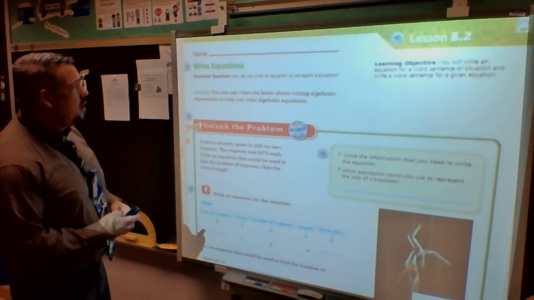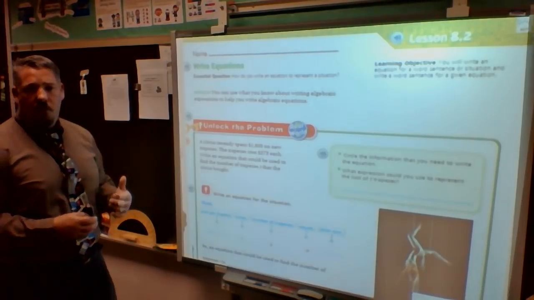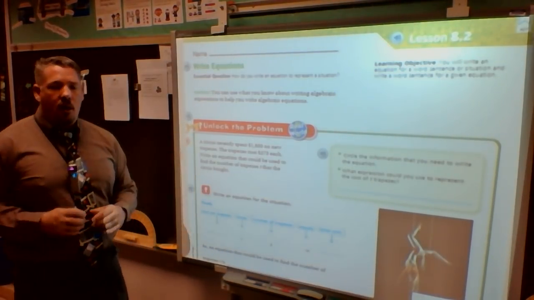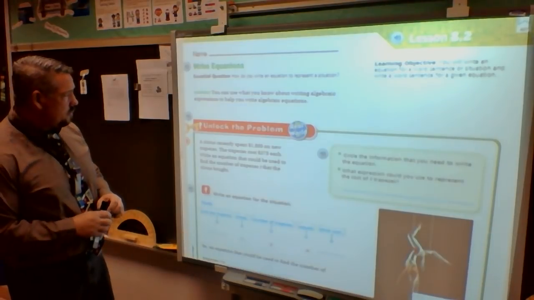Mine did turn out really blurry when I tried to copy and paste from my computer, so I apologize for that, but you should be able to follow along with the pictures and where the lines are and fill in your book pretty well.